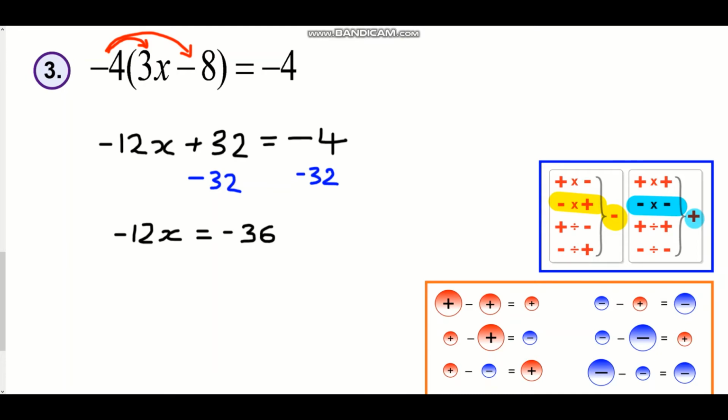Last little step, divide by -12, because I want 1x, I don't want -12x's. Got to do that on both sides of the equation to keep it balanced, as always. My final answer, I'm not going to go over to the right hand side. I know that a negative number divided into another negative number is positive. So -12 divided by -12 is 1x, and -36 divided by -12 is positive 3. And that's my final answer.